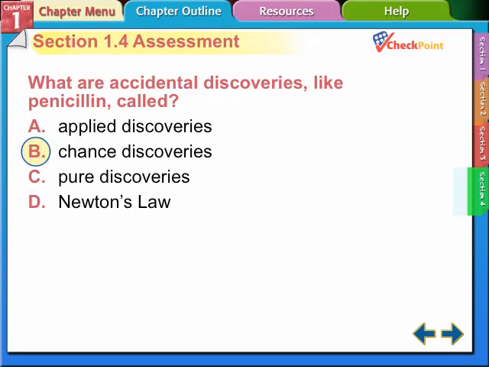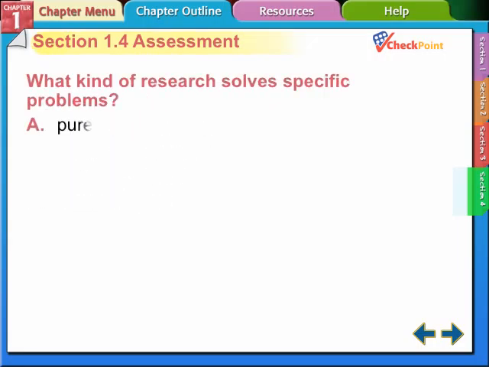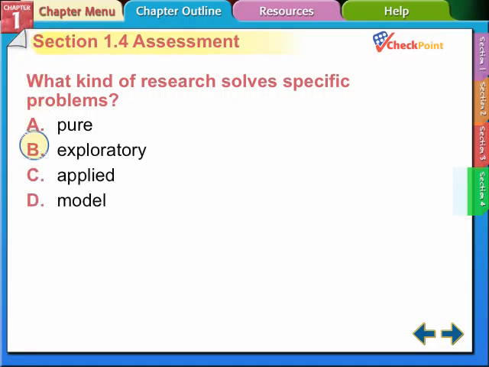Chance discoveries. What kind of research solves specific problems? Applied research. Okay? And that's it. That is section 4, and that is our first chapter. So now we can really start thinking like chemists, and we'll head over to chapter 2 shortly and take a look at data analysis.